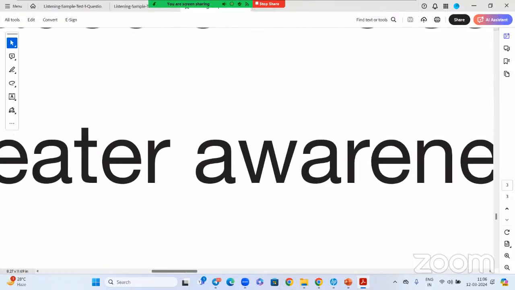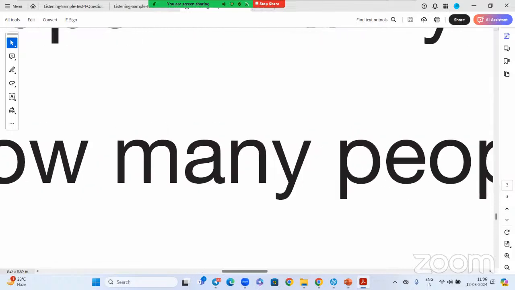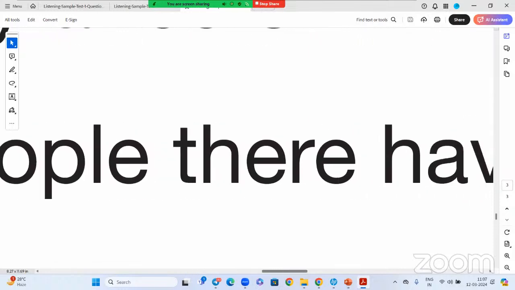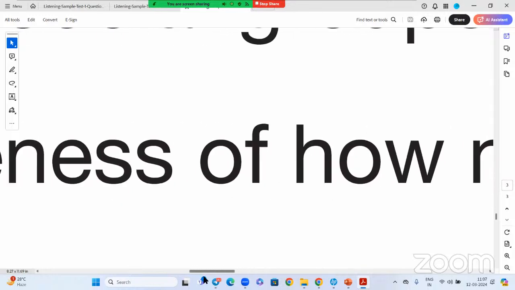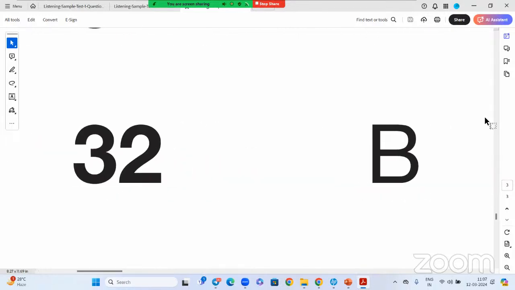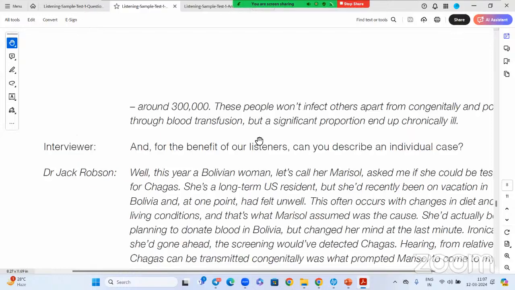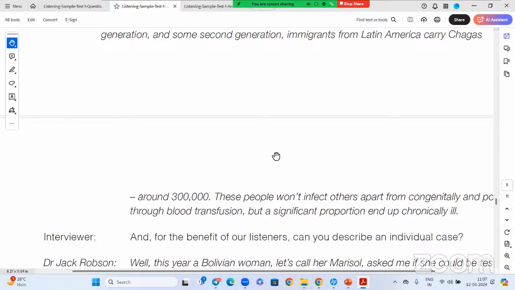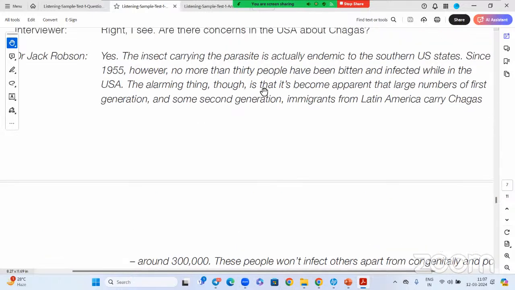A greater awareness of how many people, the number of people there who have the disease. They know how many people, it is not just an increasing number. It's become apparent, means very clear. That means everyone knows. Apparent means clear. The alarming thing though is that it's become apparent. The word is very important.